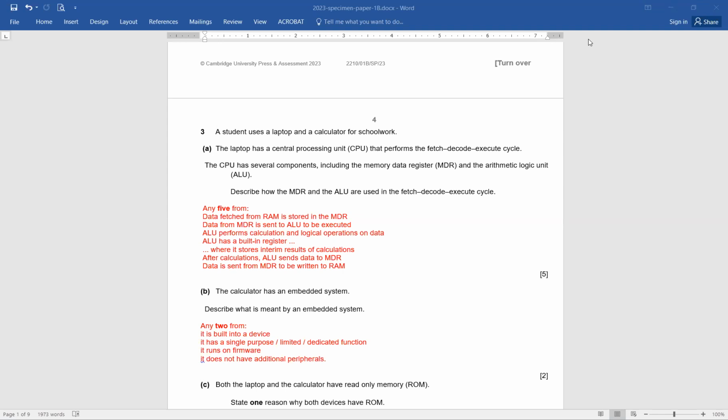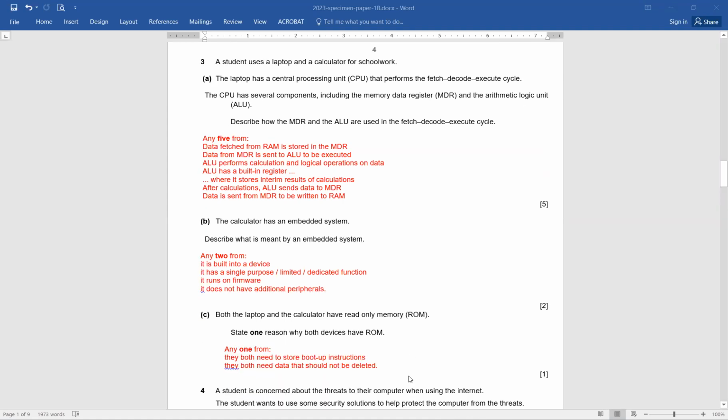Both the laptop and the calculator have read-only memory. State one reason why both devices have ROM. So it's very simple. Since a ROM is used to hold the data that is permanent, so if you wrote the answer as they both need to store boot up instructions, they both need data that should not be deleted, that is non-volatile, that is permanent, it means that you can easily score 1 out of 1 for this part of the question.